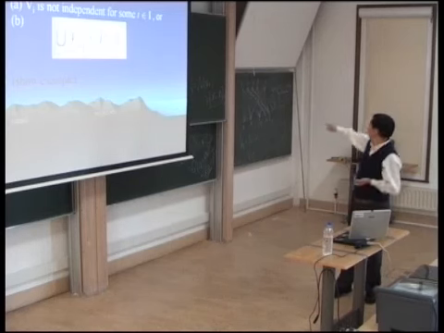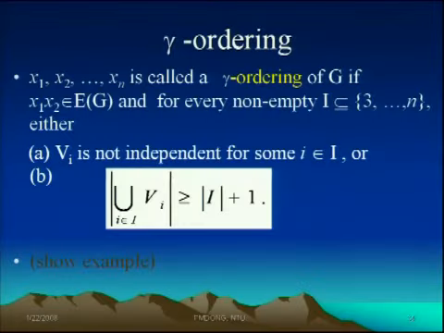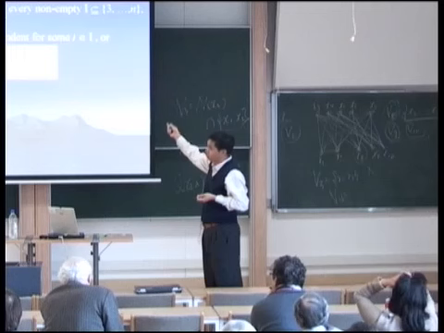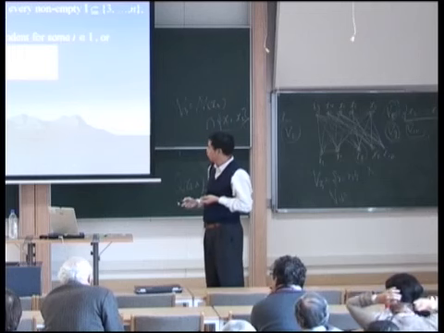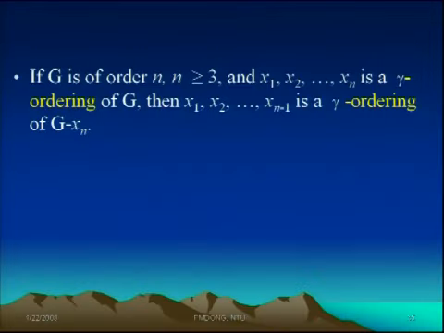Okay, so this is really a gamma ordering. Another way of saying it is, let's define J to be the set of vertices for which VI is independent. And then we just consider I's in J and look only at condition B. That would be the same thing, right? Yeah. If they are not independent, we don't need to consider. Right. Okay.